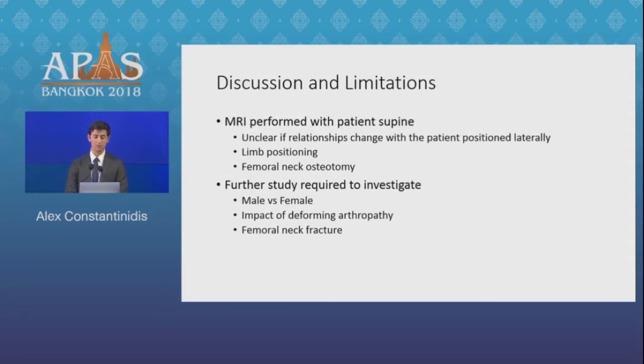Limitations: the MRI was performed with the patient supine, which obviously isn't applicable for all patients having total hip replacement, depending on the approach used, and it's unclear if these relationships would change with the patient positioned laterally, with different limb positioning, or after a femoral neck osteotomy. Definitely further study is required to investigate differences between male and female patients, the impact of deforming arthropathy, or post-femoral neck fracture. A suggested further study would be an ultrasound study with the patient positioned laterally.